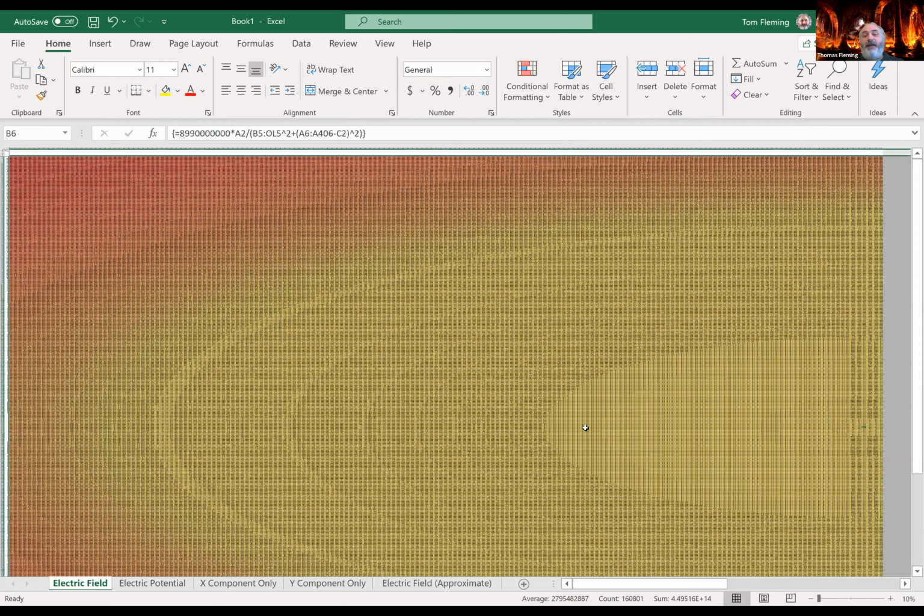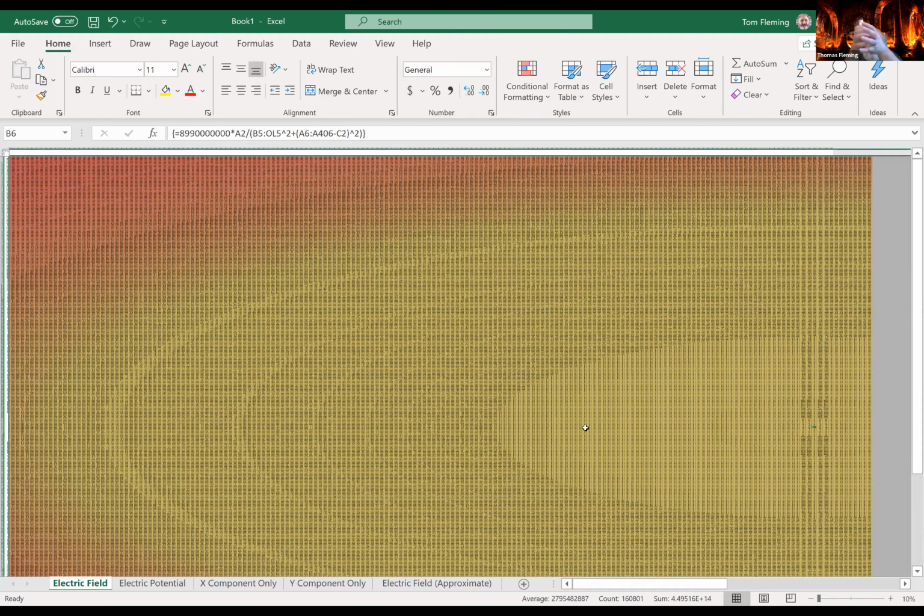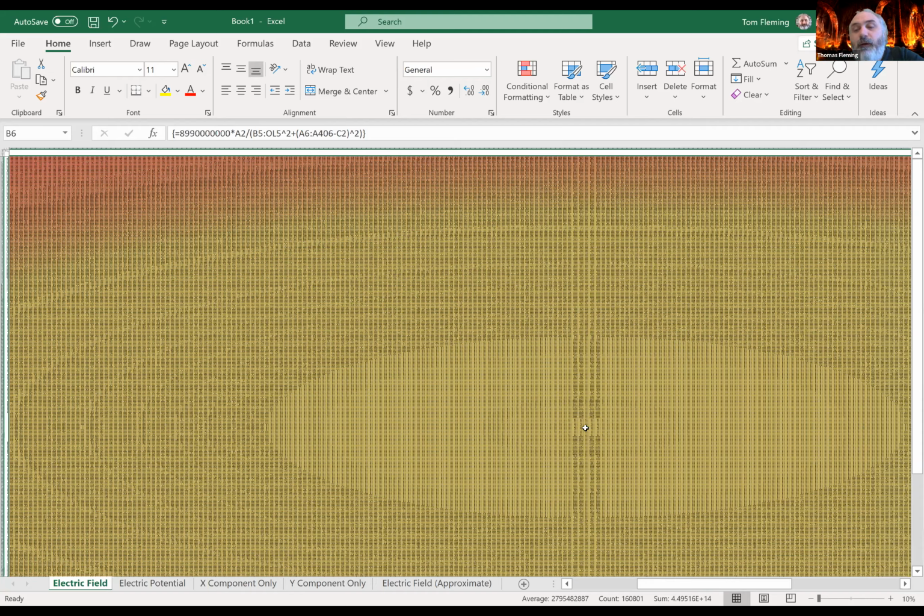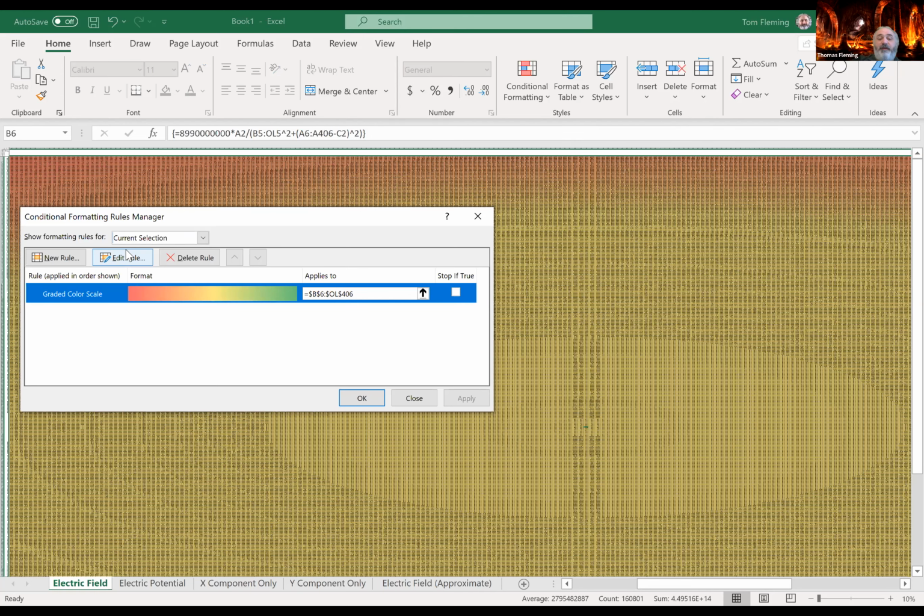Why is that? It's because the electric field is super intense when you're super close, and it drops off very, very rapidly. The numbers in the very center are like 1,000 times bigger than all the numbers around them, and that's why I get that little speck of green. But you can also format your rule different ways. If I go back to conditional formatting and manage my rules, let's edit that rule and change it to something different.